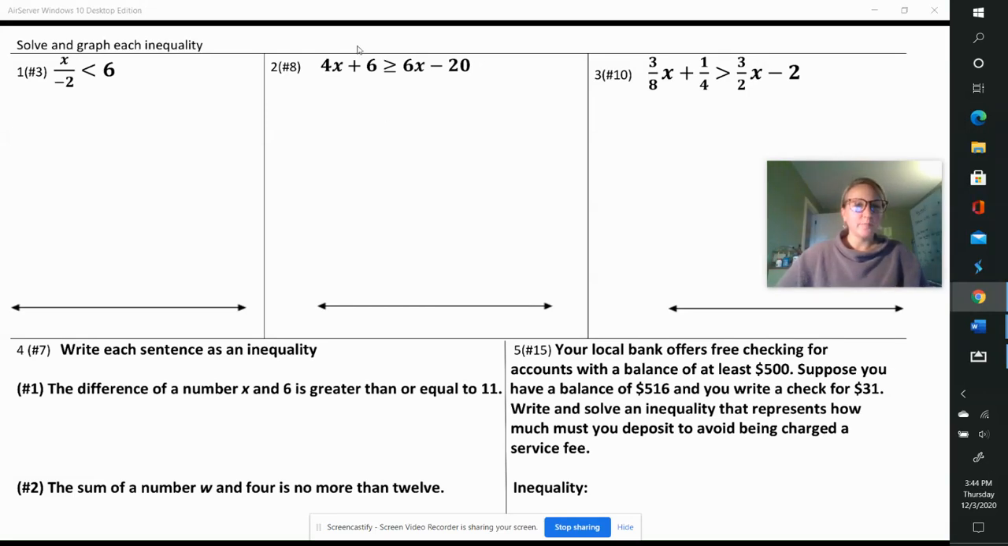This is the Jamboard practice assignment for the summative test review from 2-1 to 2-4.